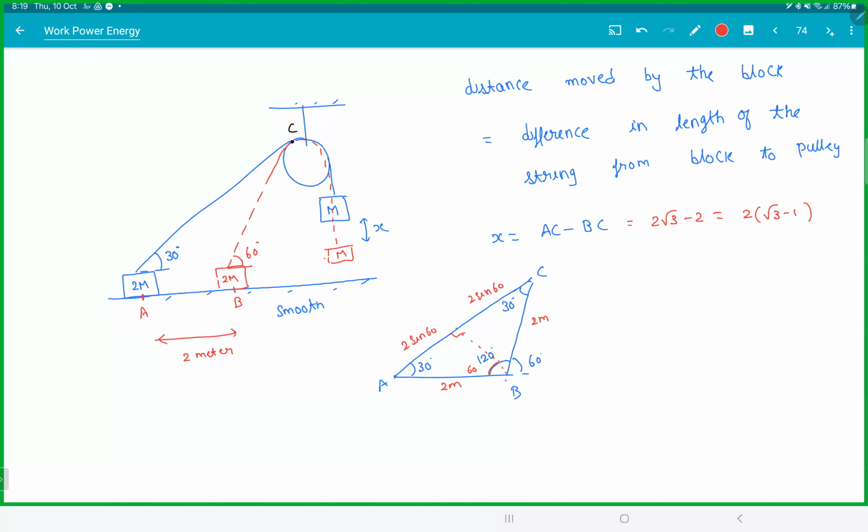Please check this part. So when the block 2m goes from A to B, this block m comes down by 2 into root 3 minus 1. Yes.